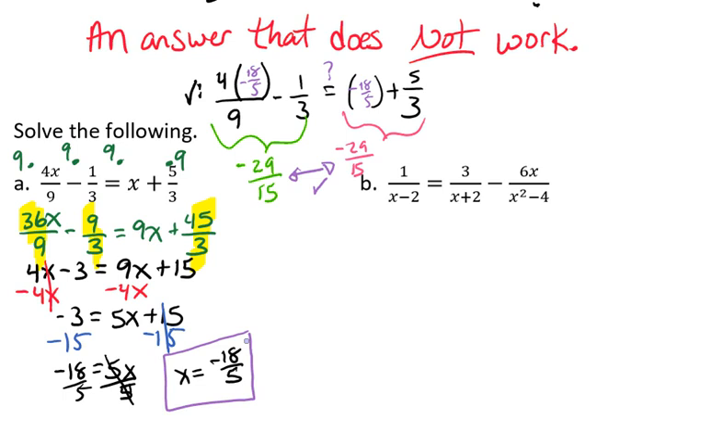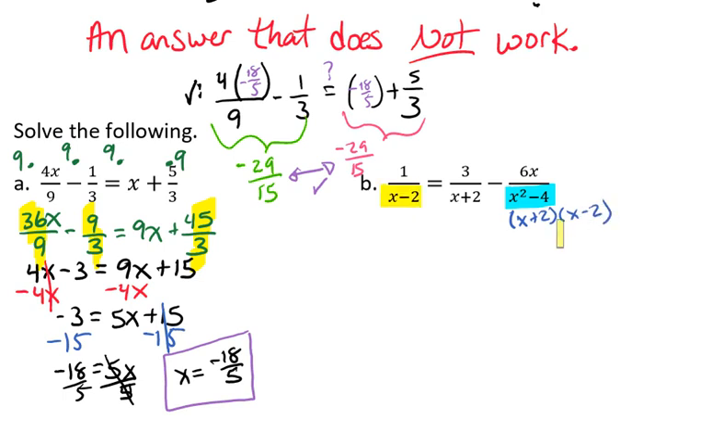Let's take a look at B. This one's going to be a little bit tougher with how we work it out. We're not just going to multiply by 9 everywhere, but we will need to get common denominators. I'm going to begin by factoring our denominator right here, because our other denominators are already in lowest terms. So here we have an x plus 2 and an x minus 2.